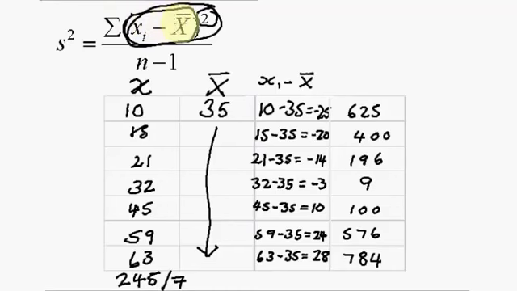So I've worked this top part of the formula, except for this symbol here, which just means to add everything up. I'm going to sum this column here. And if I add all of these numbers up, I get 2,690. So I've worked my top part of the formula, and I've got 2,690.